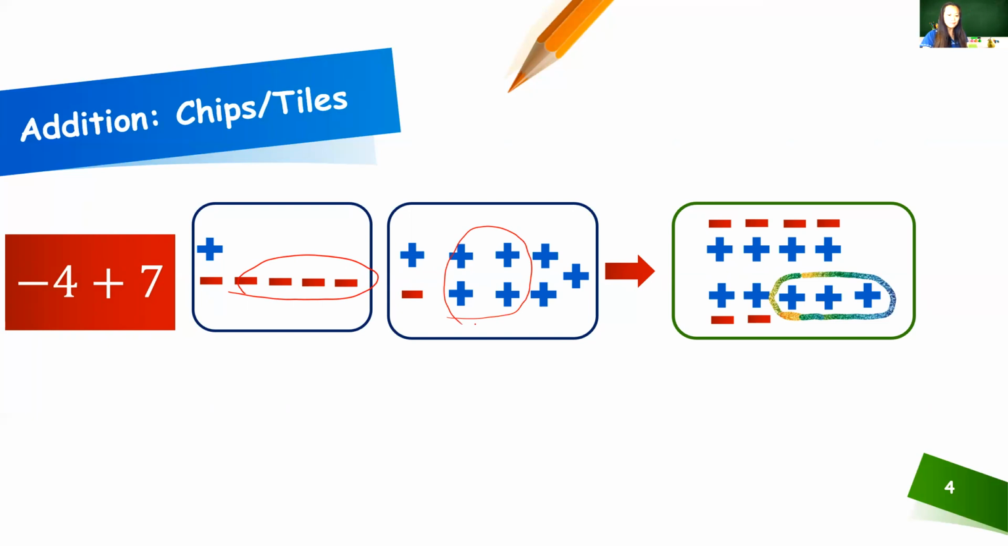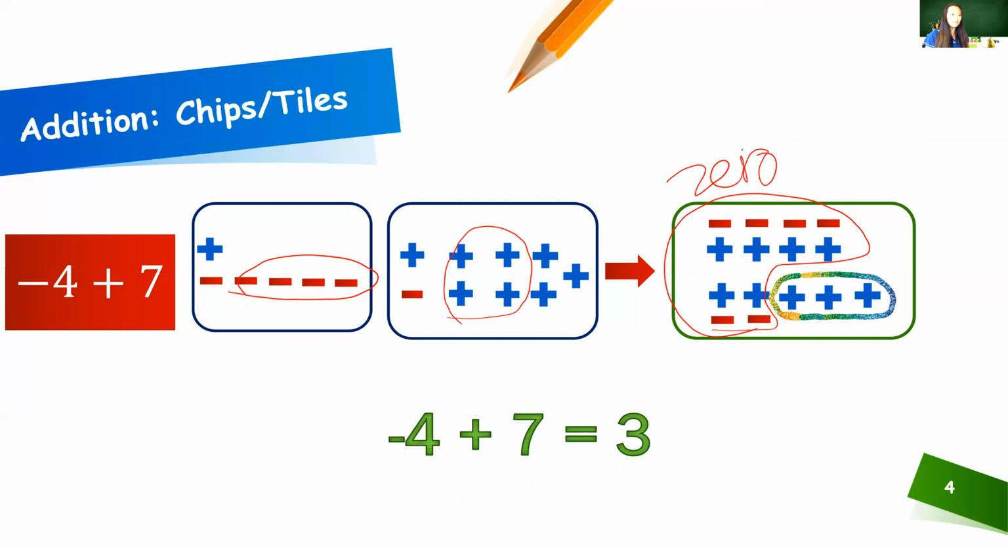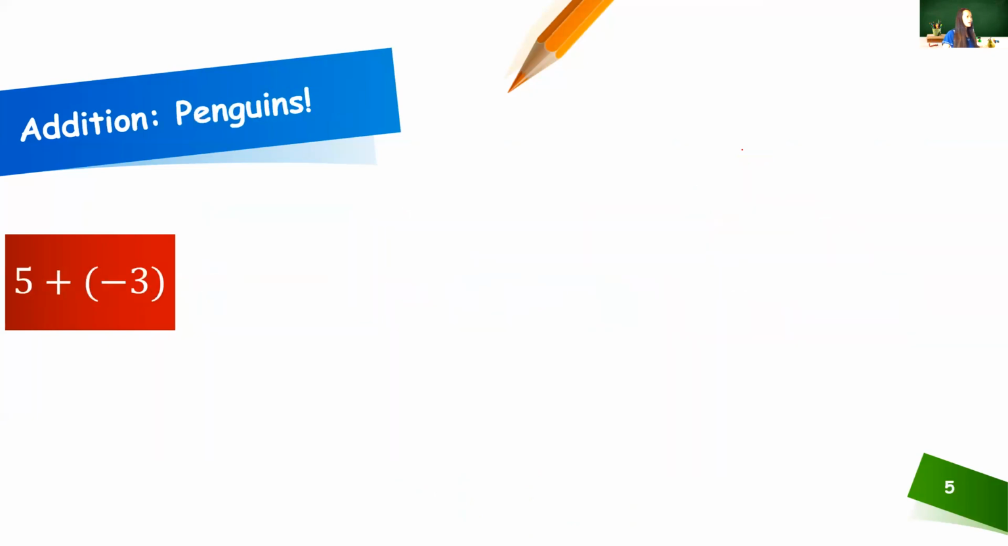The rest of them become 0. They become neutralized when they attach to a positive and a negative together. Okay, so -4 plus 7 is +3, right? So it's very visual. You can actually touch them when you have the tiles in front of you, and it's kind of fun to play with, okay?